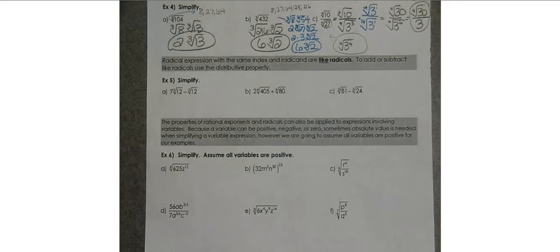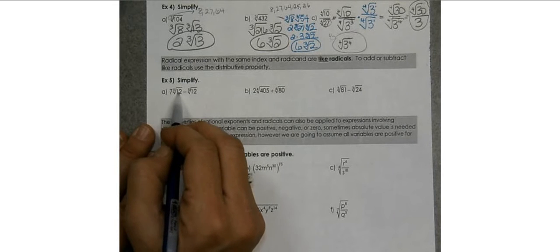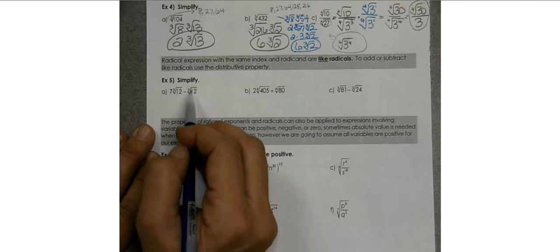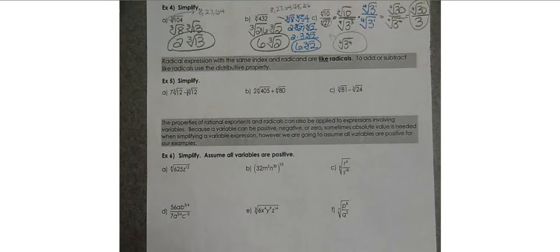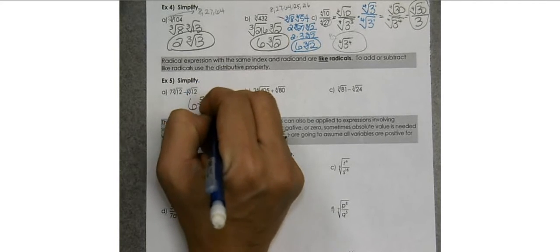Just like you can only add like radicals, like square roots, the same thing is true here. We can only add radical expressions with the same index and radicand. So if we have 7 times the 5th root of 12 minus the 5th root of 12, remember there's really a 1 here. So we would subtract 7 minus 1 to give us 6 times the 5th root of 12. And that's it. Here we can't add these because they're not like radicals.